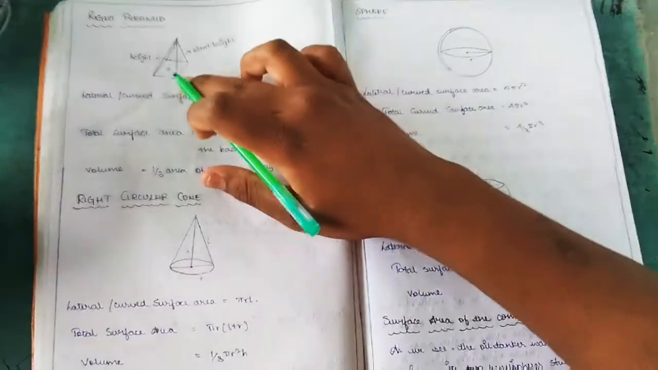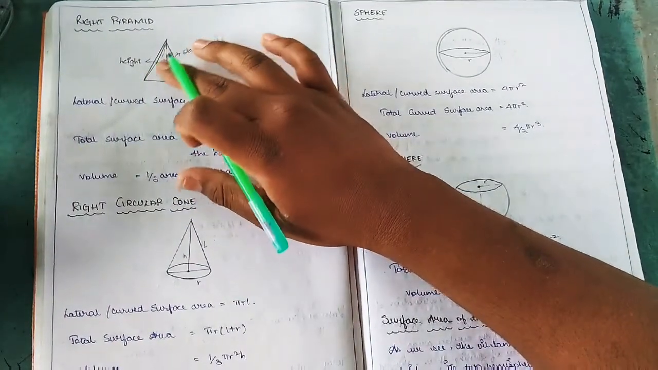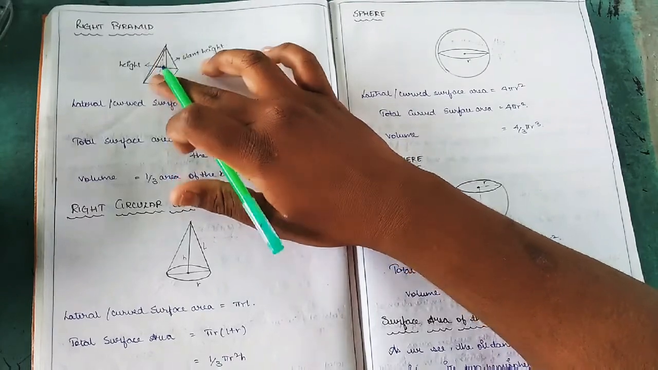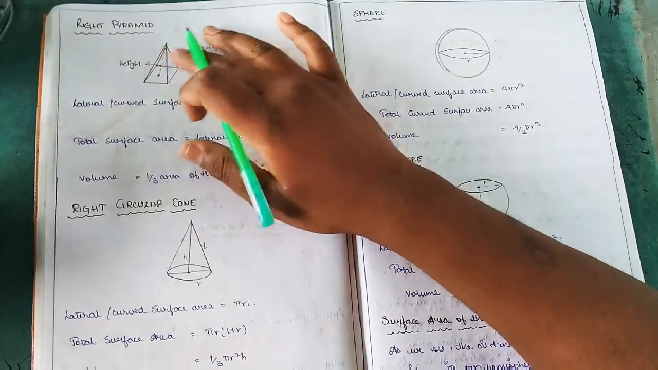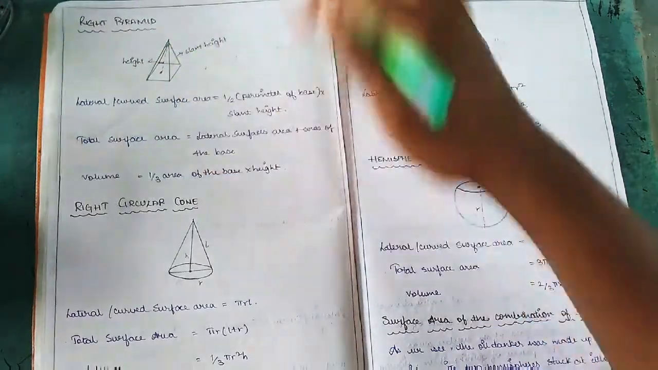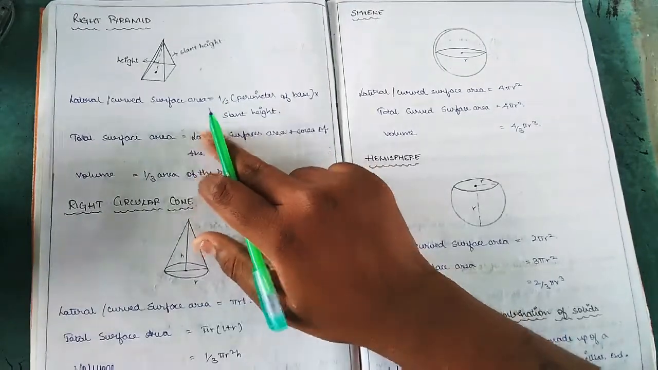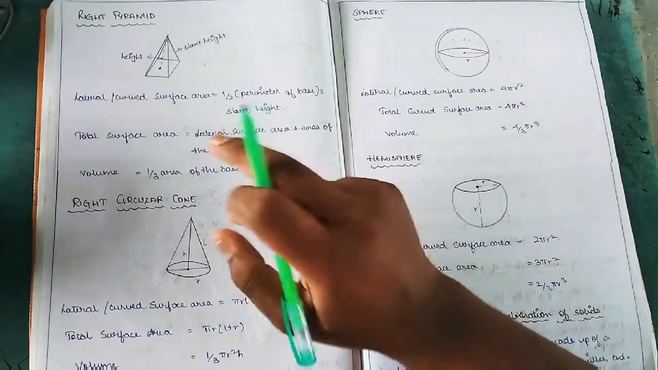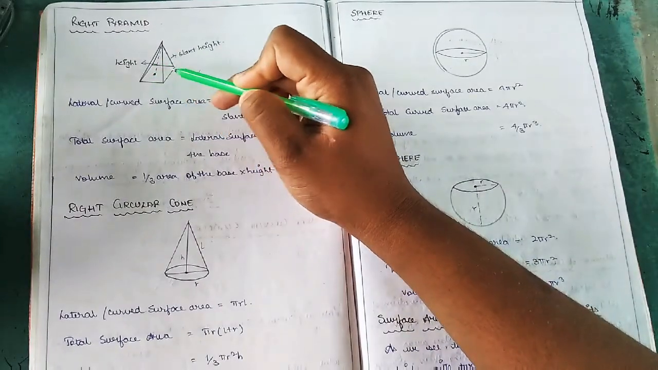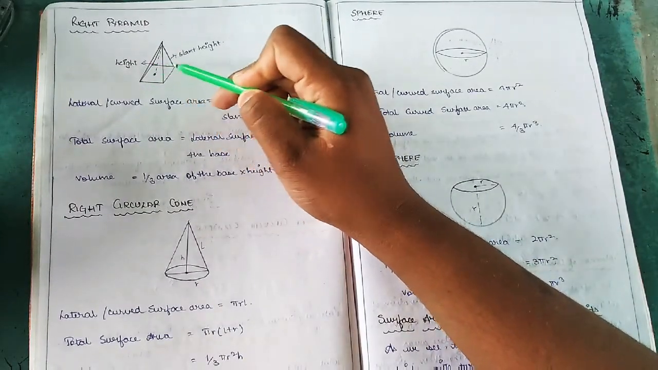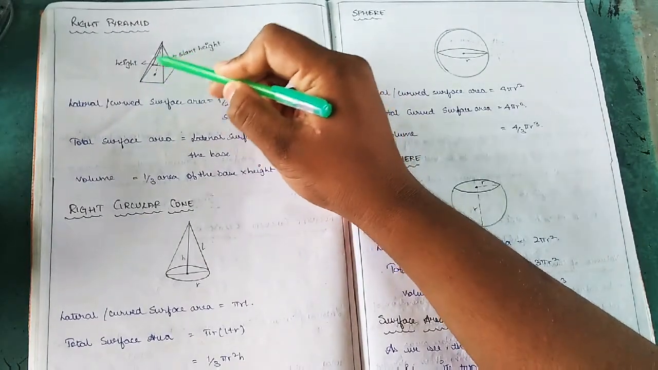Now coming to the right pyramid. This is the right pyramid, this is the height, and this is the slant height. This is the height from the base to the top, and this is the slant height. Coming to the formulas, lateral or curved surface area is equal to half into perimeter of base into slant height. This is the base, into the slant height. All these are slant heights.